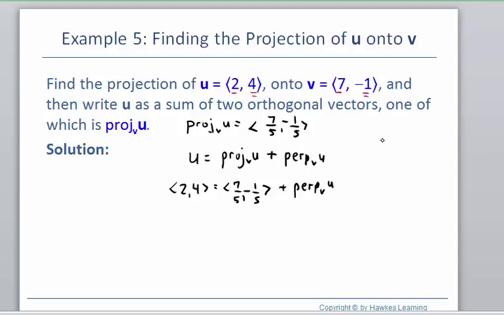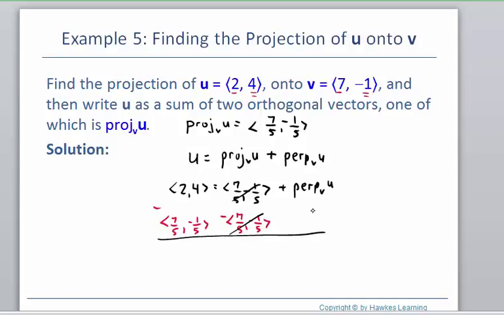So in order to do that, let's treat this kind of like an equation from an algebra class, and let's solve for the perpendicular vector, which means essentially that I need to take this projection vector and I need to subtract it off from both sides of the equation. All right, that's going to allow it to cancel over here. And let's do our subtraction.